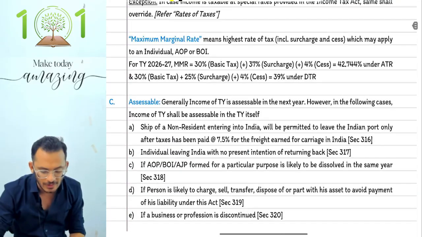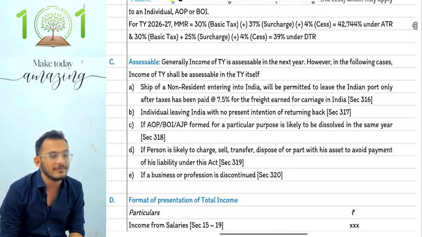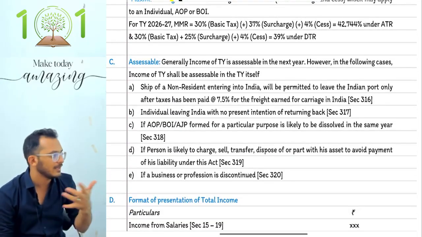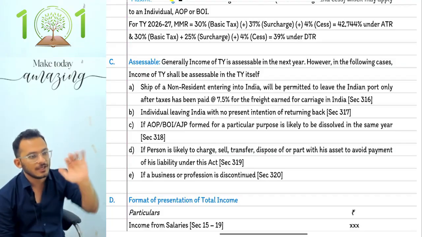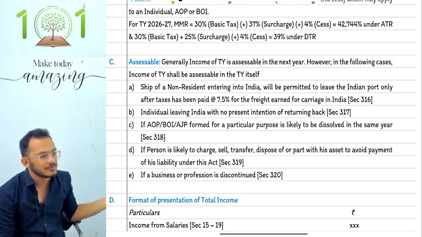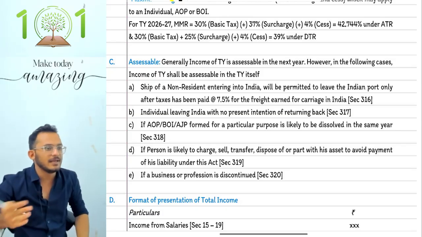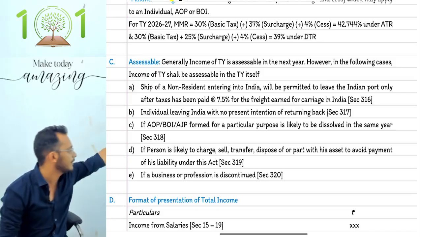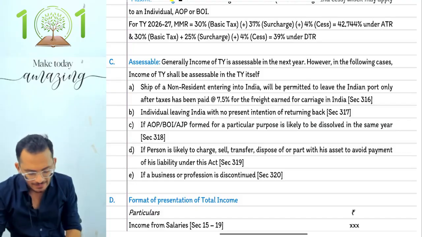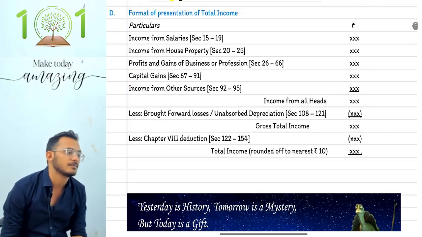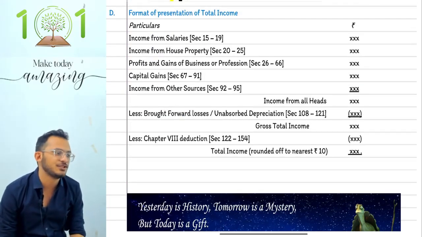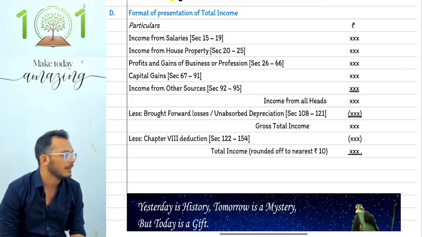Then we discussed the cases where the TY will be the same as the next year. 5 cases for you. We told BOI will shut down, business will shut down, assets will be sold off, non-resident will bring a ship, I will leave India with no intention of coming back. 5 cases for you to keep in mind. And then comes your total income. We start with salaries, house property, PGBP, CG, IFOS.